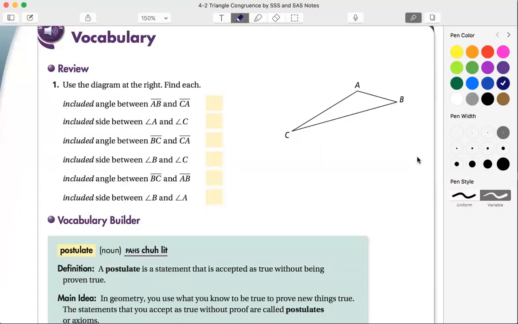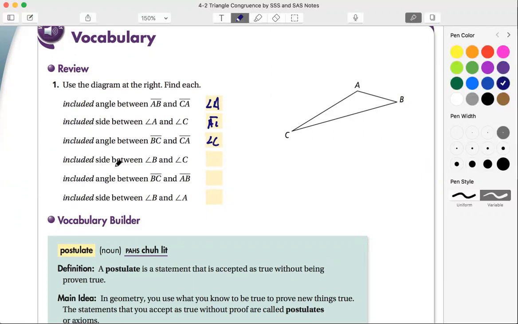So here's a diagram, triangle ABC. Which angle is included between AB and CA? That would be angle A. Which side is between angle A and angle C? Well, that would be side AC. What's the included angle, or the angle between side BC and side CA? Well, that would be angle C.